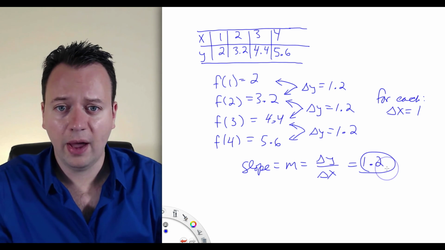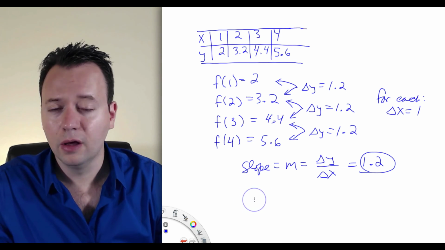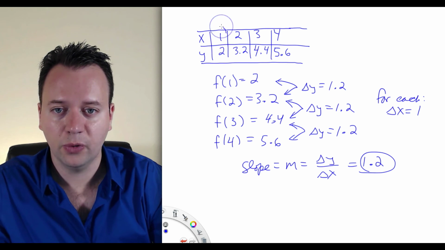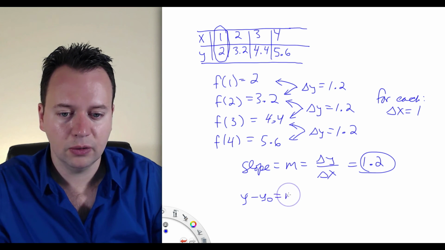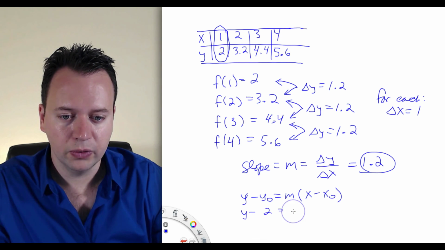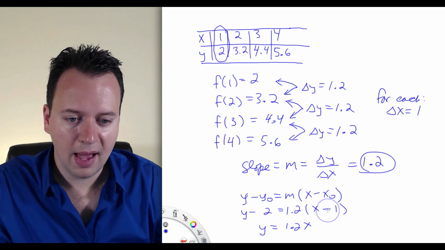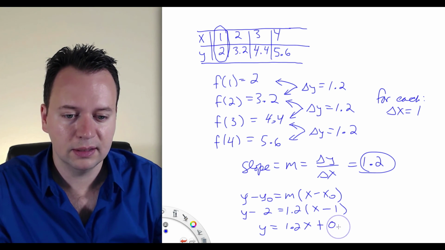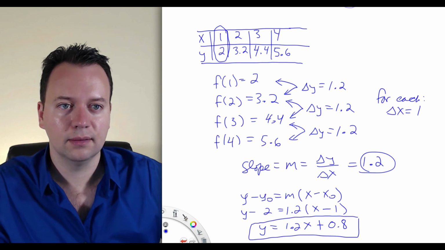To come up with an equation for this linear function, we just use the point slope form. We can, for example, use just the first point. We have a pair of 1, 2. So y minus y naught is equal to m times x minus x naught. We replace y naught with 2. The slope was 1.2 times x minus 1. So in other words, y is equal to 1.2x, then minus 1.2 plus 2, so plus 0.8. And that is the function that we are looking for.